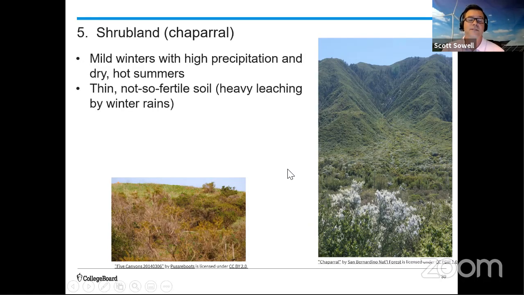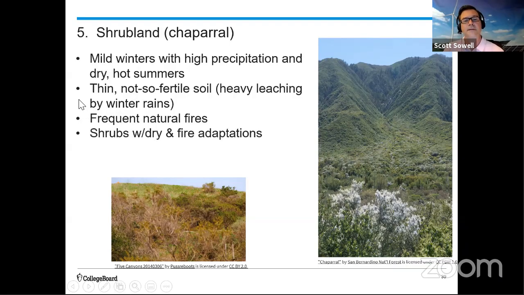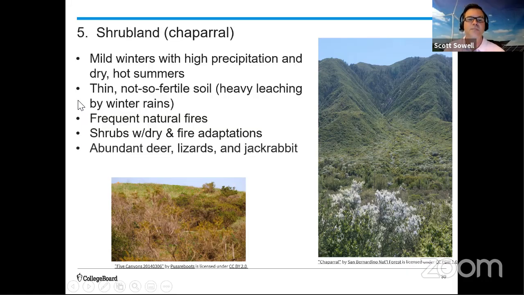So that results in pretty not so fertile soil because of heavy leaching by those winter rains. But because of this dry, hot summer, it's very prone to natural fires. So that is a characteristic of shrubland that is pretty unique. Therefore, the shrubs, the vegetation there, have adapted to these dry and fiery conditions. Typical organisms might be deer, lizards, jackrabbit, and then in terms of threats, human development and livestock grazing.